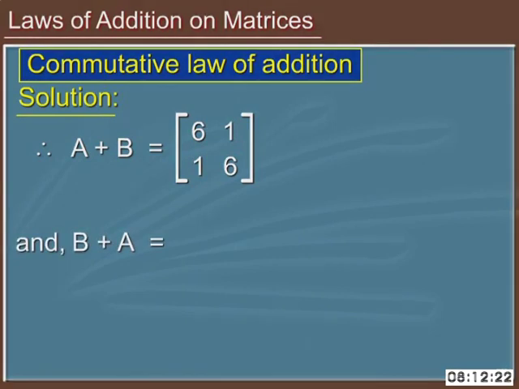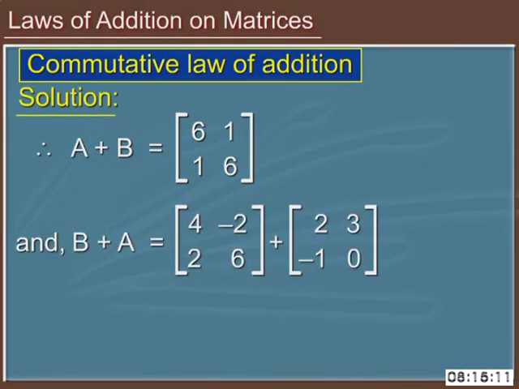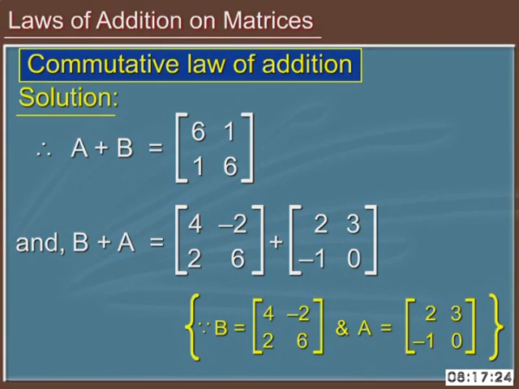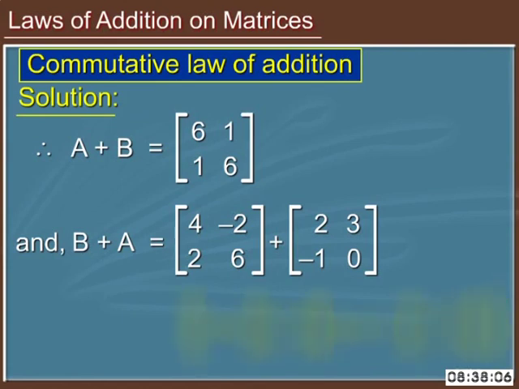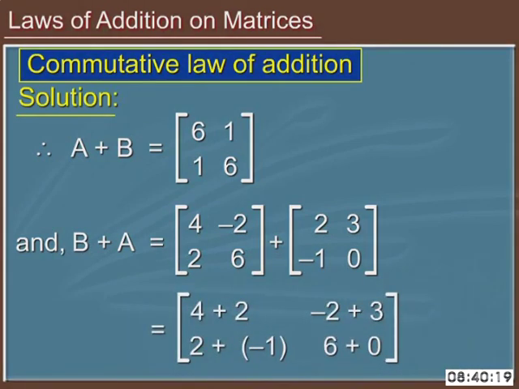And B plus A is equal to matrix B plus matrix A, because matrix B is equal to a square matrix of order 2 having first two elements as 4 and -2 and second two elements as 2 and 6, and matrix A, which is also a square matrix of order 2, having first two elements as 2 and 3 and second two elements as -1 and 0. So it is equal to a square matrix of order 2 having first two elements as 4 plus 2 and -2 plus 3 and second two elements as 2 plus -1 and 6 plus 0.